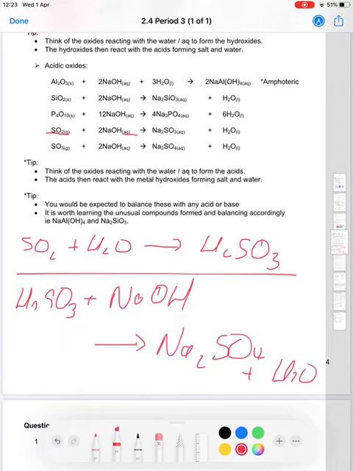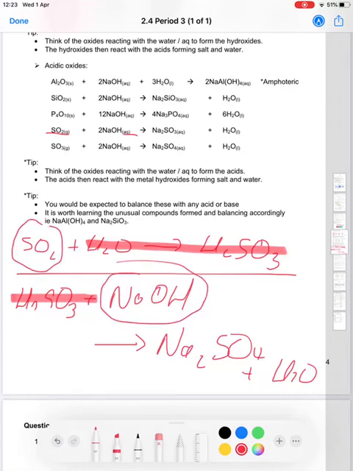And again, we just go through and remove all the bits that have happened in the stages. So the SO2 has reacted with the water to form H2SO3, and then the H2SO3 has reacted with sodium hydroxide. So what we do then is we say, okay, the SO2 reacted with sodium hydroxide to form sodium sulfate and water, and then we need to go back and balance it just to make sure that everything matches up there. So that's the SO2 done.